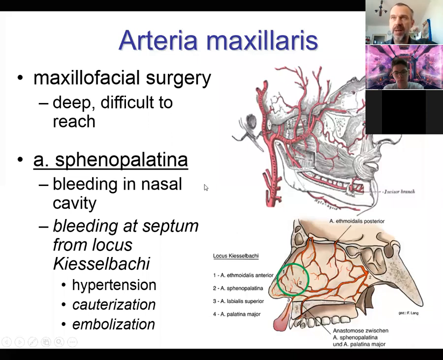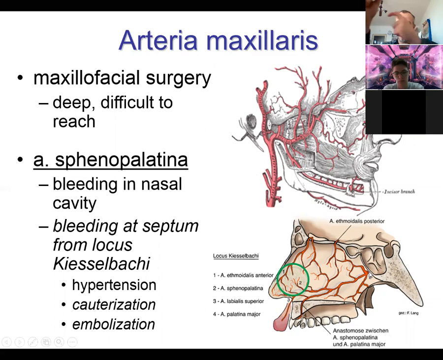So the branches of the maxillary artery are important for maxillofacial surgery. It is not easy to reach them. And the most important of them is the sphenopalatine artery. As we know, the bleeding from the sphenopalatine artery can appear in hypertension and can cause epistaxis, so bleeding from the nose. And don't forget about Kiesselbach's spot, which is the area where arterioles of 4 arteries meet here on the septum at the level of the inferior nasal concha.